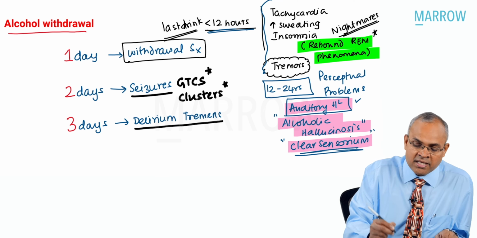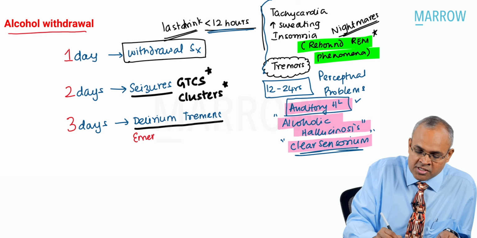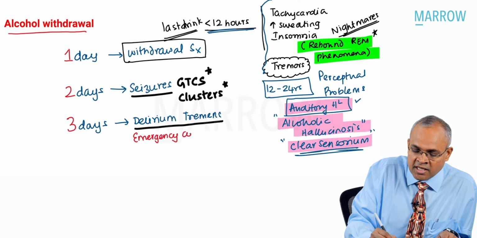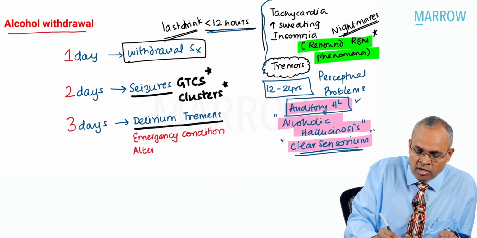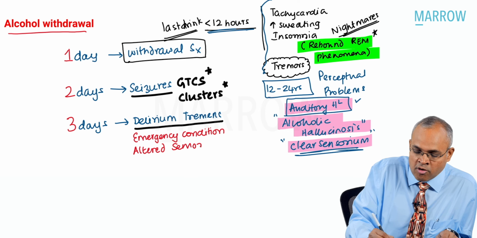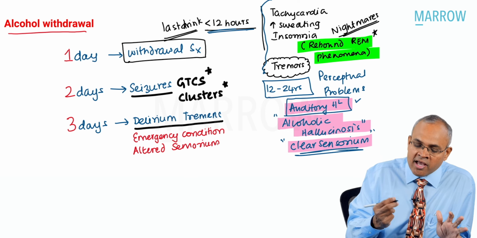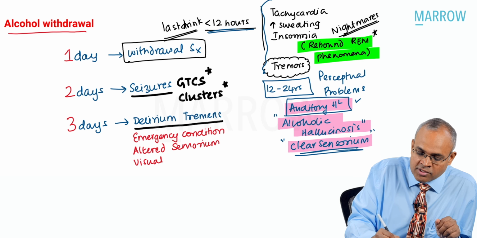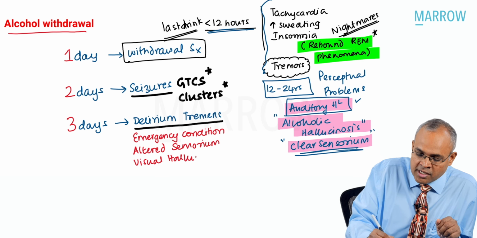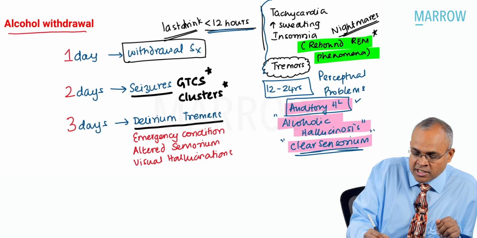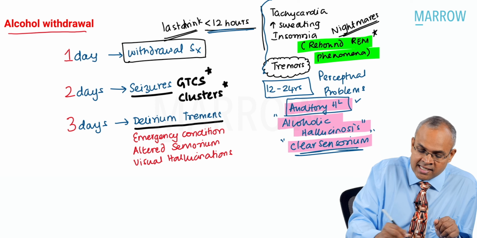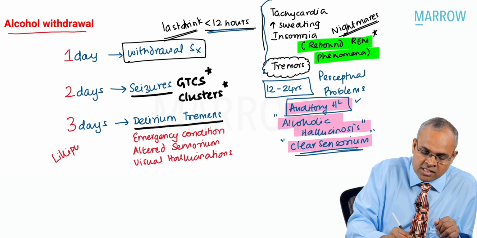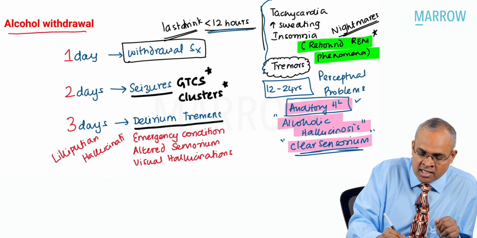Delirium tremens. And please remember, delirium tremens is an emergency condition. Very importantly, what happens in these patients? There will be altered sensorium. They can also have auditory hallucinations, but more commonly visual hallucinations are seen. One of the important things which can happen is called Lilliputian hallucinations, again a stock question which has been asked in the past.